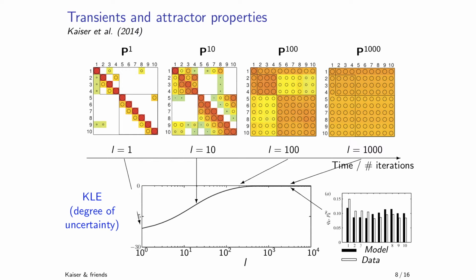As I mentioned, the evolution of the probability distribution on this set of clusters can be studied by powers of the transition matrix. For instance, entries of P to the power of 10 refer to the probability that the trajectory transitions from one cluster to another after 10 time steps. And please note that the transition matrix is here column stochastic.